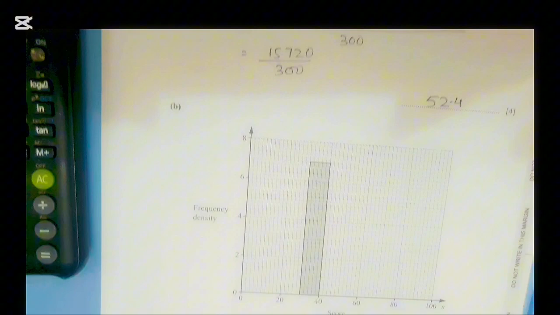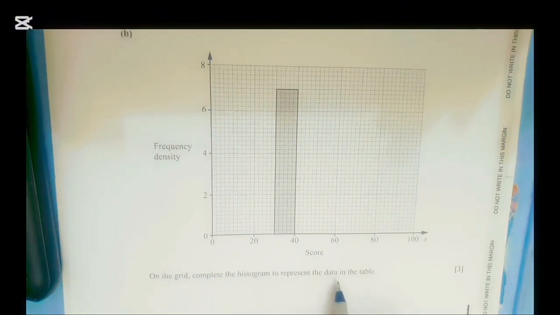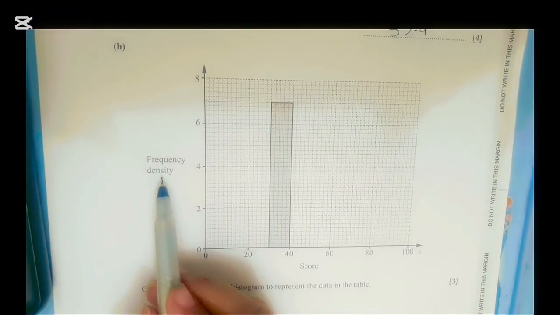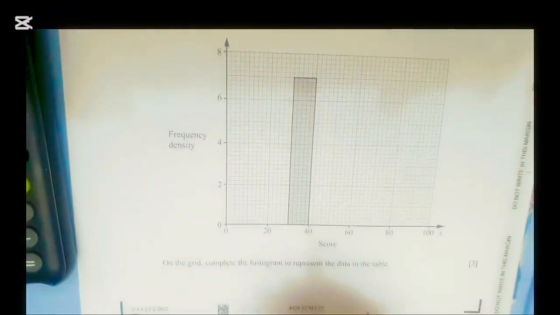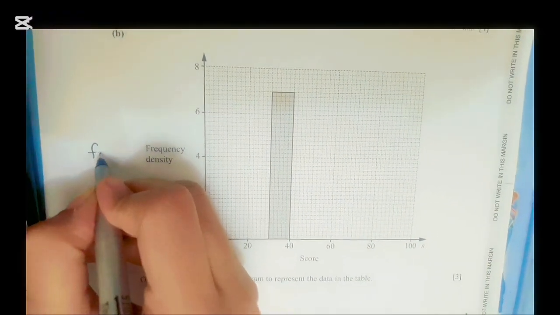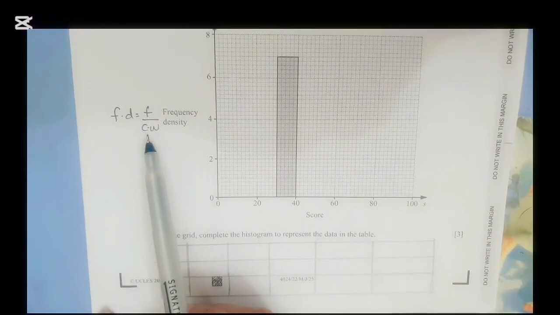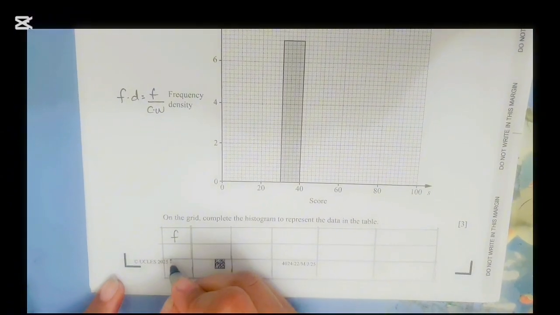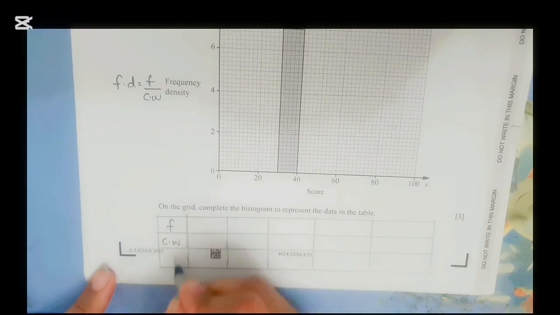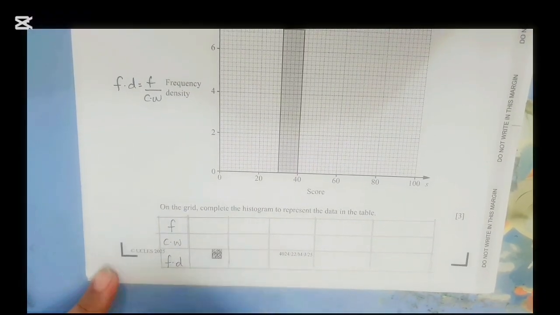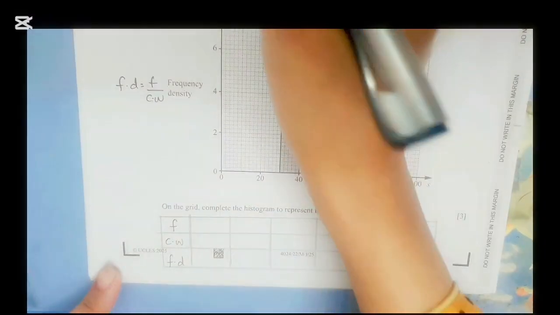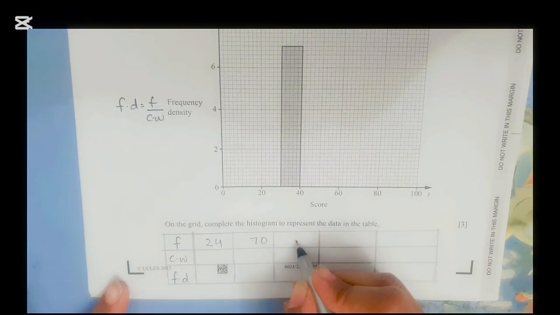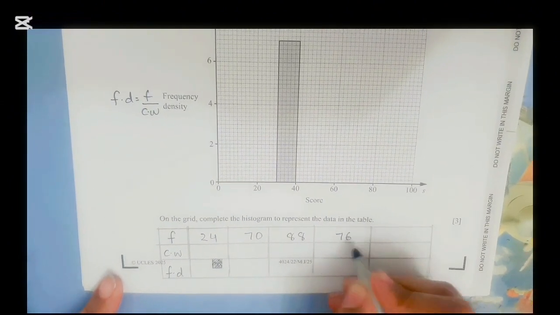On the grid, complete the histogram to represent the data in the table. Okay, so for a histogram we have to find the frequency density, and you know that frequency density is equal to frequency upon class width. So I have made a table over here. I'm writing frequency over here and class width over here, so we'll find frequency density over here. So the first frequency is 24. I'm writing 24. Second is 70. Third is 88, 76 and 42.